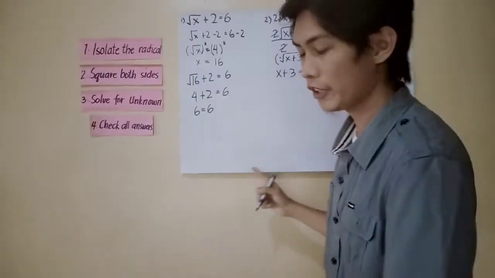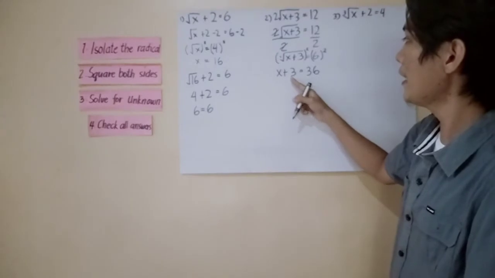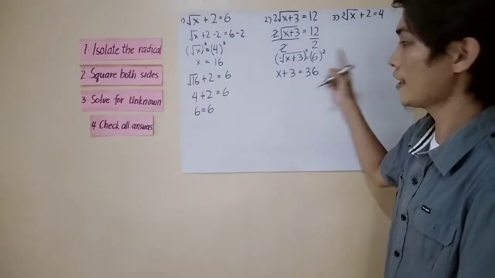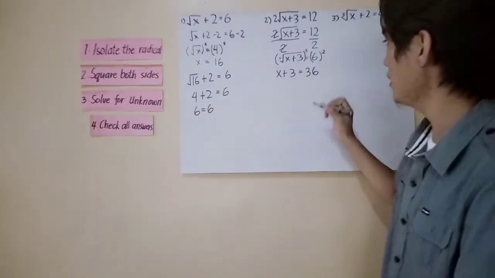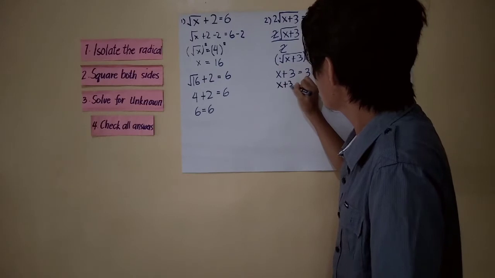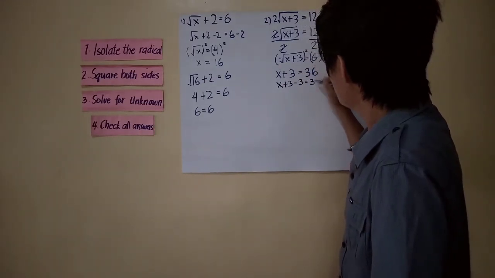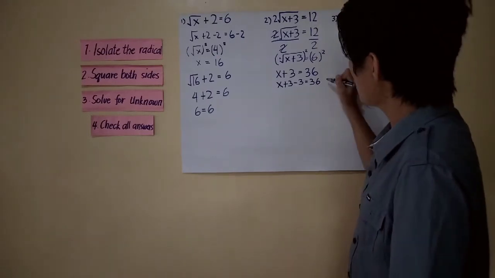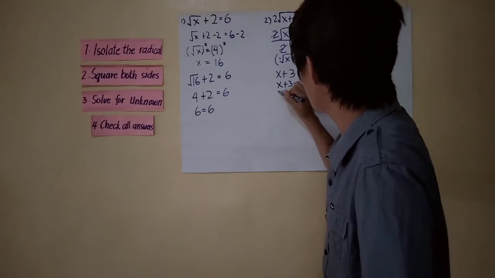So what we're going to do is transfer the 3 from the left side to the right side. We subtract both sides by 3. So x plus 3 minus 3 is equal to 36 minus 3, which is 33. So x equals 33.